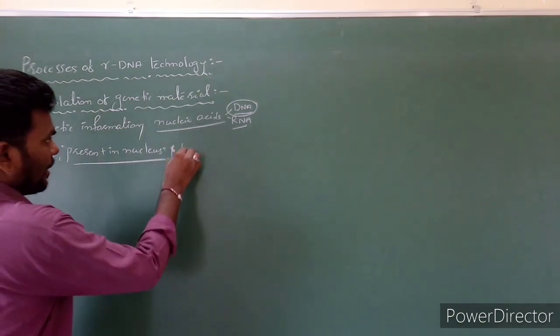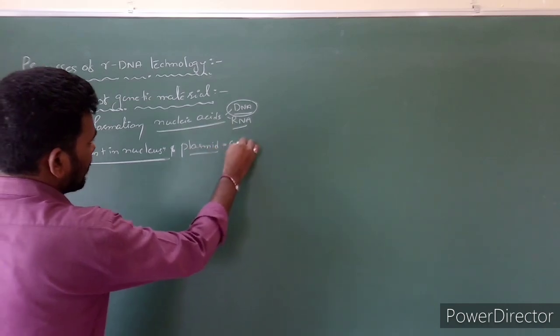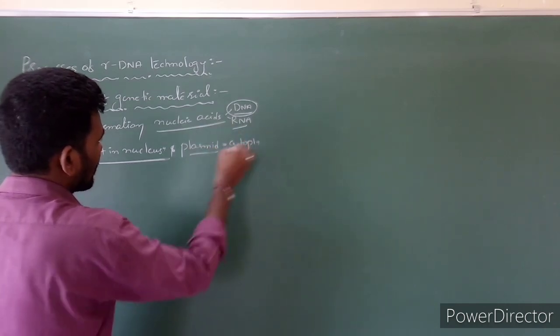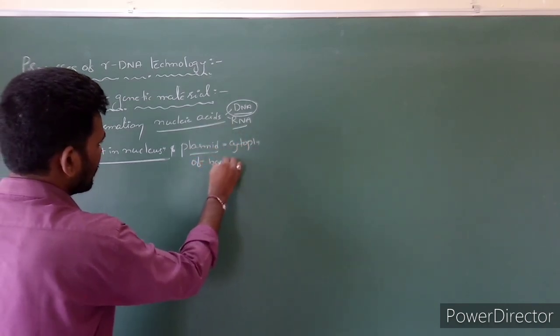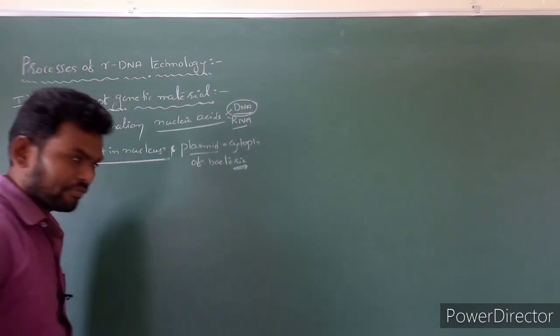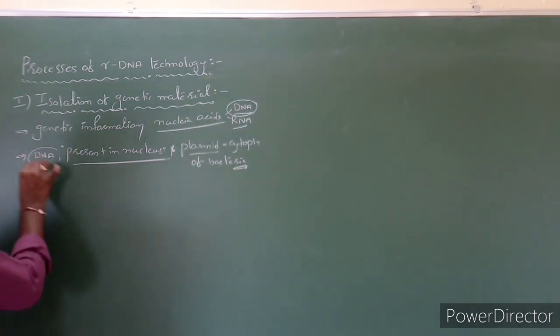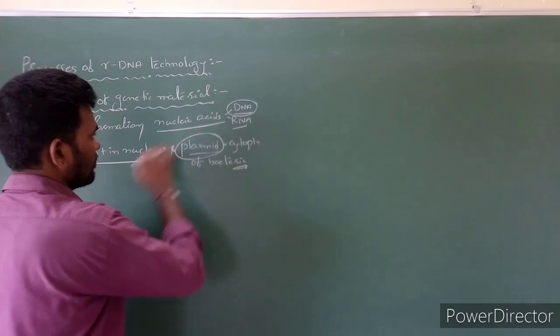and we need one plasmid now. The plasmid is present in the cytoplasm of bacteria. Okay. Now what do we have to do? We have to separate this DNA as well as this plasmid.